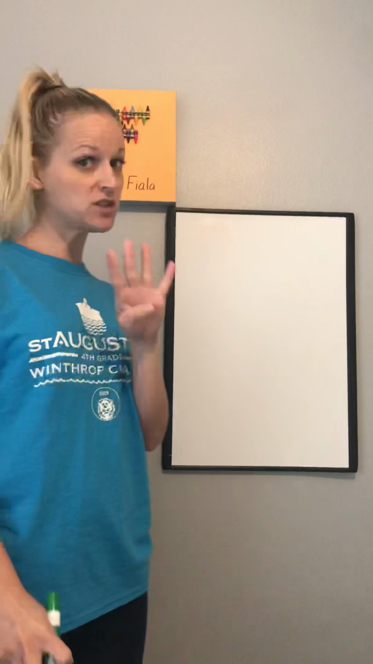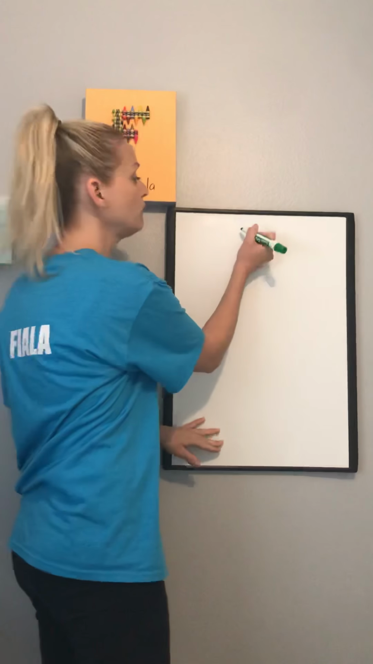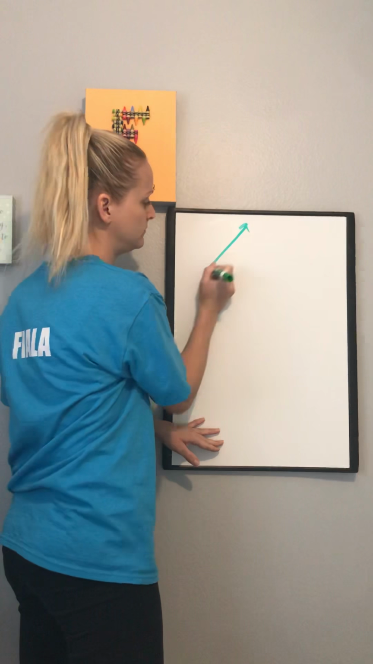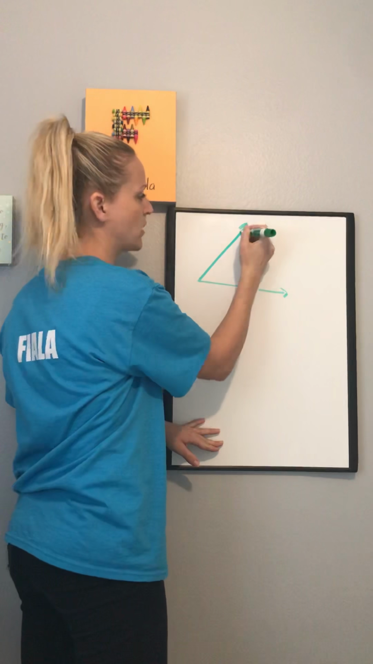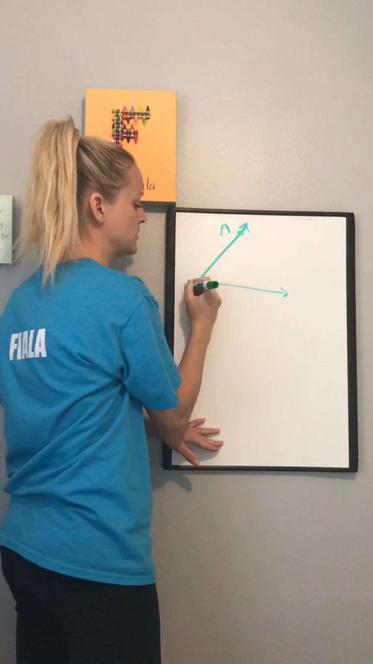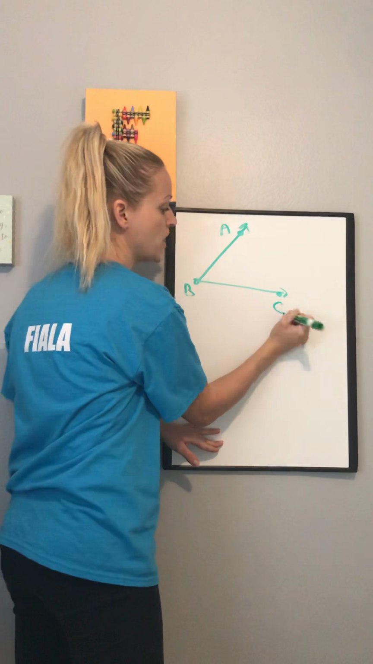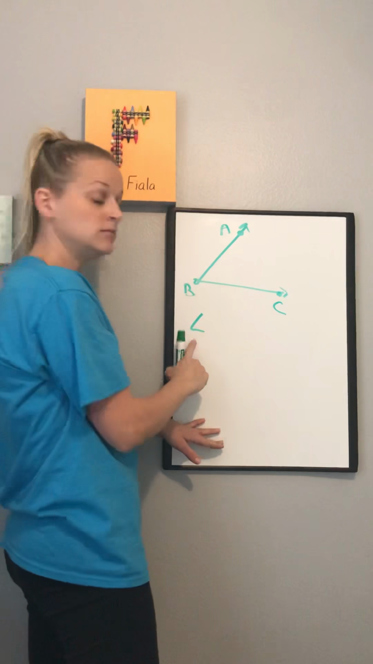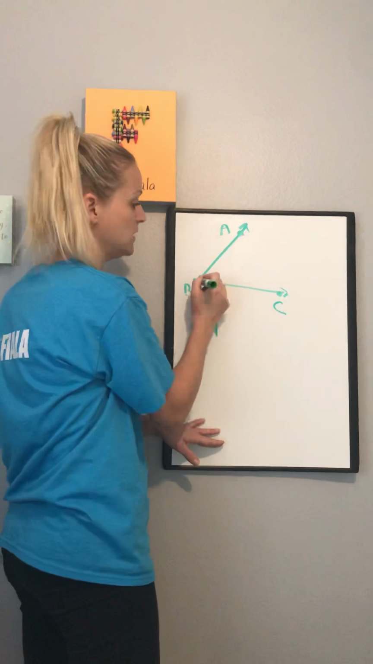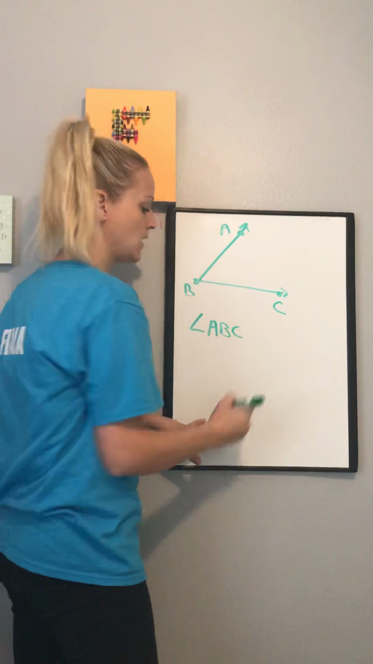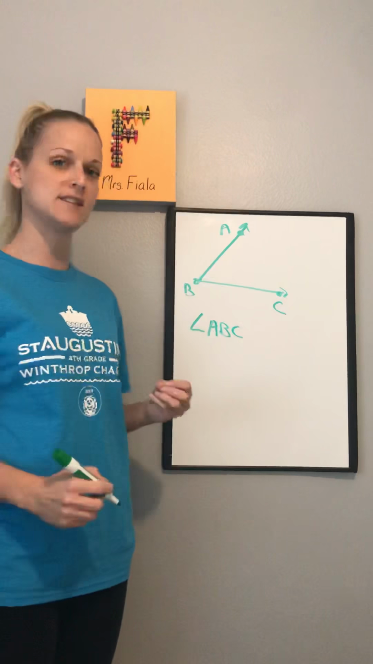There's about 4 questions on your quiz on angles, so let's review that really quick. If you have an angle that looks like this, remember, an angle is labeled with 3 letters. So this is angle A to B to C, A, B, C. Now, what type of angle, though, is this?